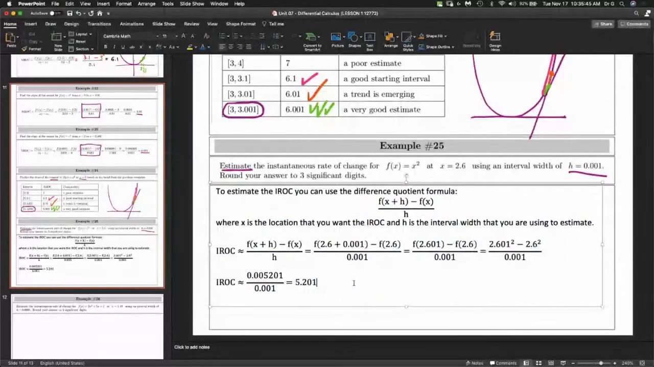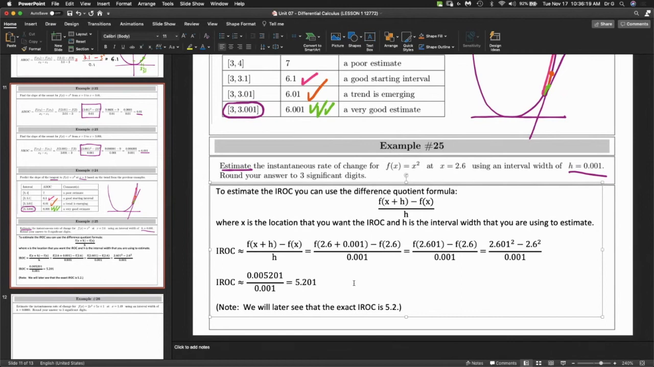If you're wondering what is the exact value, we're not doing that today. I'm not asking you to find the exact value in this example. Maybe we'll cover it toward the end of class though. I'll just say here, note, we will later see. But that's not for discussion for this example. It's just estimating the instantaneous rate of change. This is the kind of process that we can talk about now.